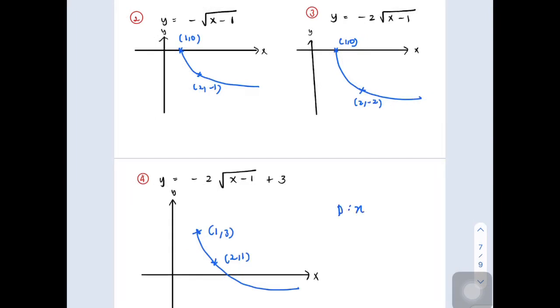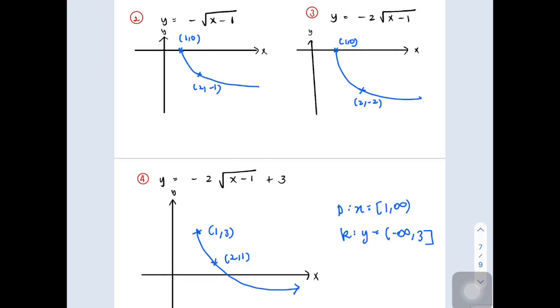You can give the domain. So your domain x will start from here. Okay, 1 until infinity because this goes on. So 1 included until infinity, and your range y. So this is from minus infinity and will go up until this point 3 here. So your range is from minus infinity until 3 included.